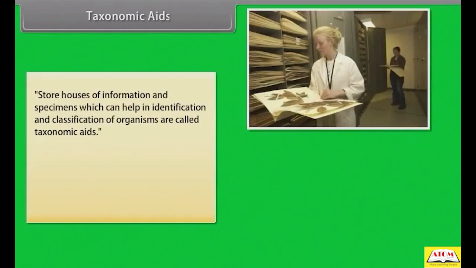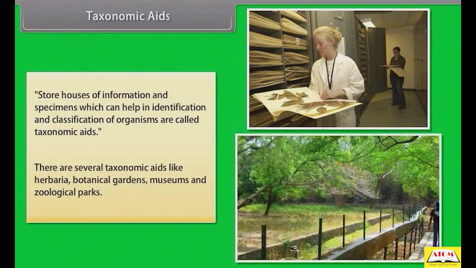Taxonomic aids: storehouses of information and specimens which can help in identification and classification of organisms are called taxonomic aids. There are several taxonomic aids like herbaria, botanical gardens, museums, and zoological parks.